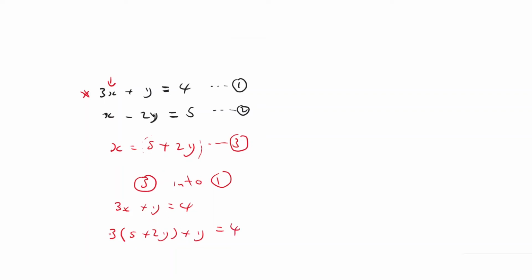All right. So now I can multiply this 3 by 5 and this 3 by 2y. 3 multiplied by 5 is 15, and then there's a plus sign between them, and then 3 multiplied by 2y. Basically it's 3 times 2, which is 6, and then y, and then plus y, and this is equal to 4. So you can see that I have 15 plus 7y is equal to 4. I take this 15 to the other side, it becomes negative, so 7y is equal to 4 minus 15.